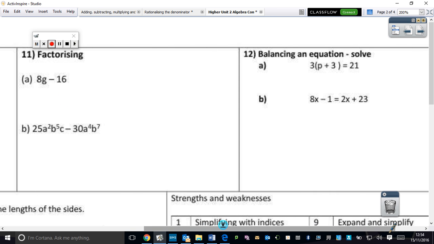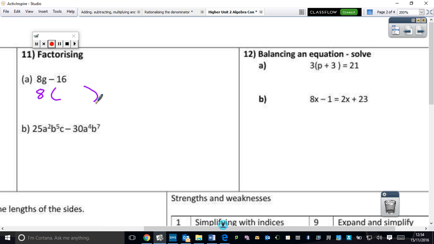Factorise. The complete opposite of what we just did. We've got to put brackets back in. 8 and 16. What number fits in? 4 bigger. 8. Okay, so Tom is right by saying 4, but you've got to go for the big one. So 8 fits into both of those.